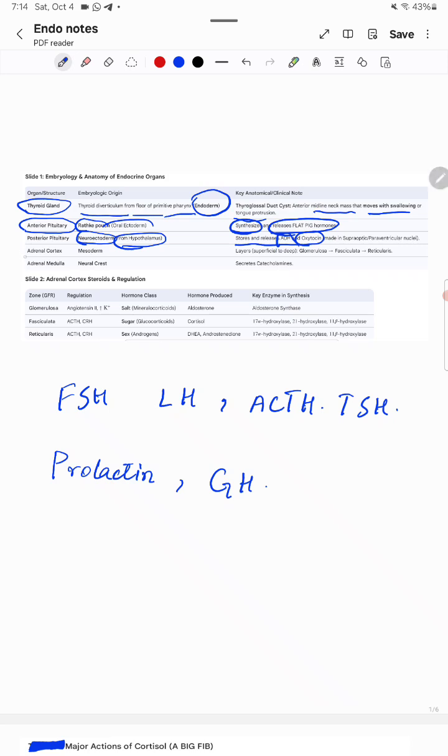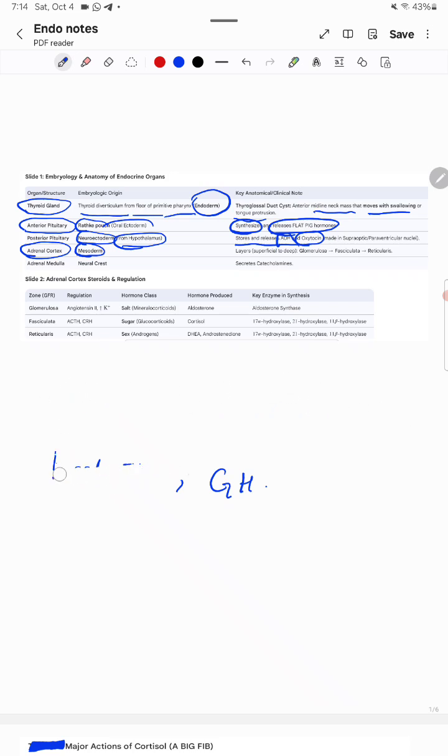Then we are having adrenal cortex, so it has mesodermal origin. Okay, and in adrenal cortex we are having mainly three layers. There are three zones. The first one is zona glomerulosa, the second one is fasciculata, and the third one is reticularis. So zona glomerulosa, zona fasciculata, zona reticularis. So these are three layers. Okay, so we can also say GFR.